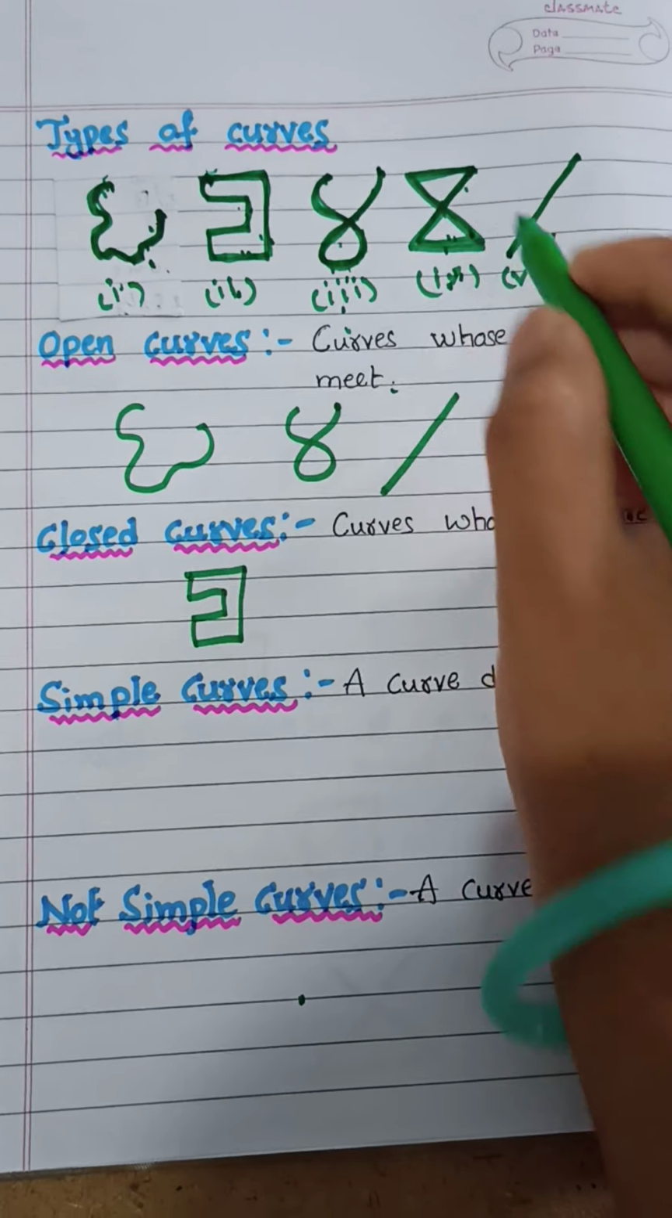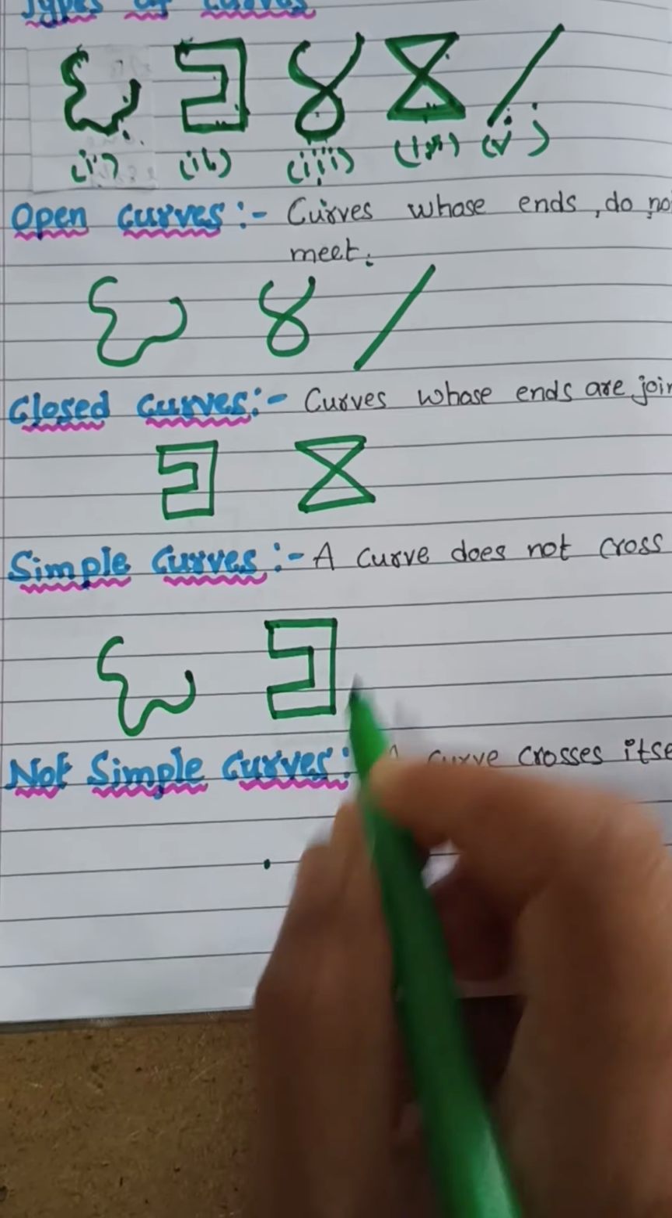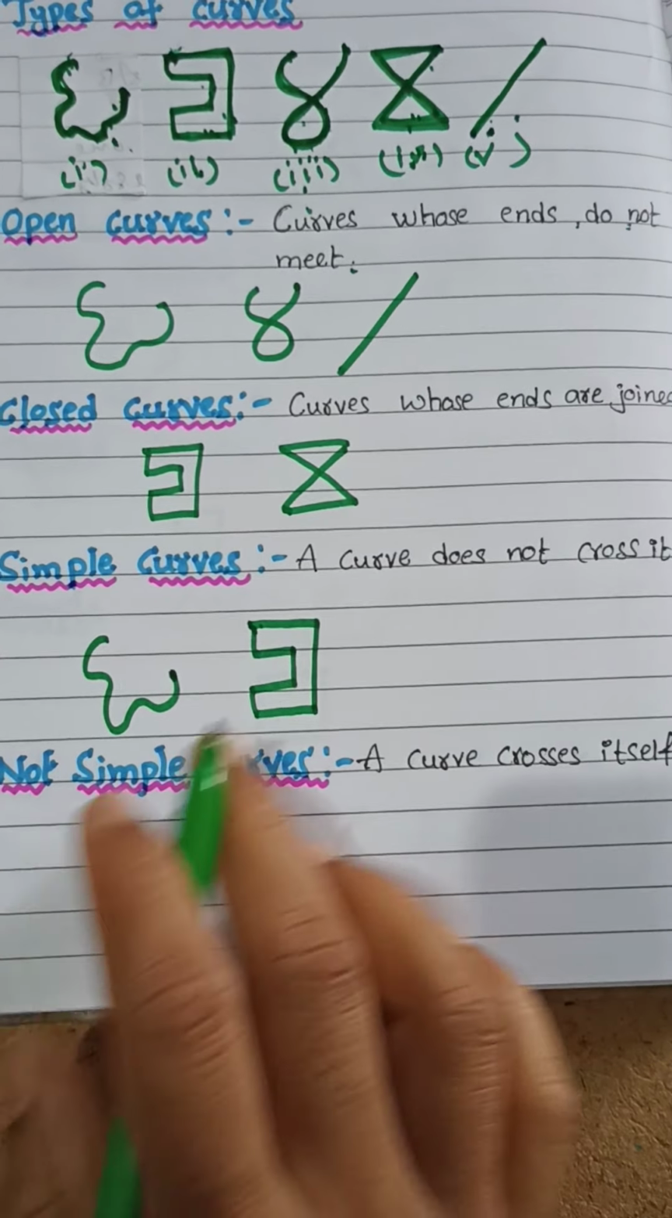Now simple curves. If a curve doesn't cross itself, such types of curves are called simple curves. From the above five, the first one is a simple curve. While drawing the first curve, it doesn't cross itself. While drawing the second one also, the curve doesn't cross itself. It is also a simple curve. While drawing the fifth one, it doesn't cross itself. It is a simple curve.